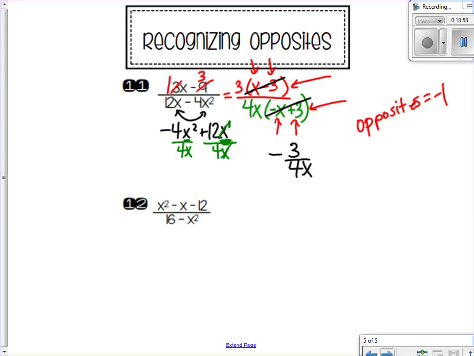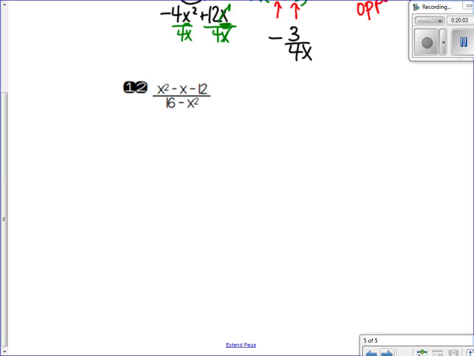All right, let's look at number 12 and check for opposites. Okay, let's factor out the top. On the top, I need two factors of negative 12 to add up to negative 1. Well, that would be negative 4 and positive 3. So x minus 4, x plus 3.